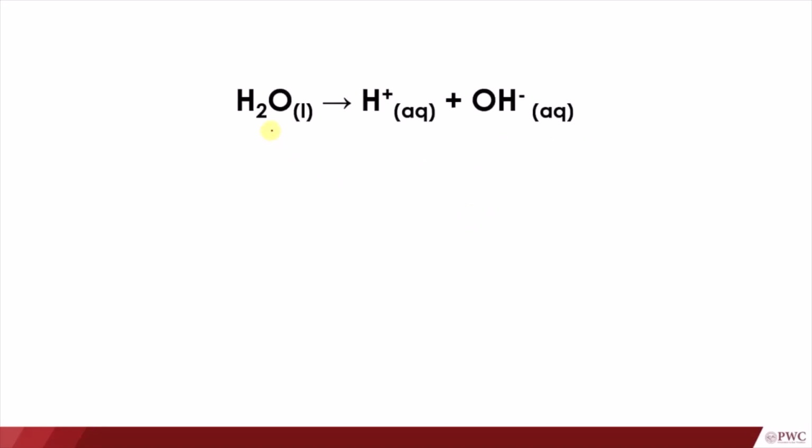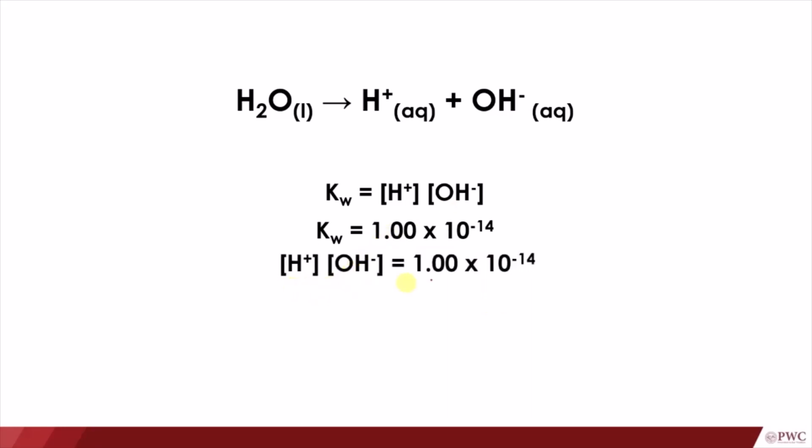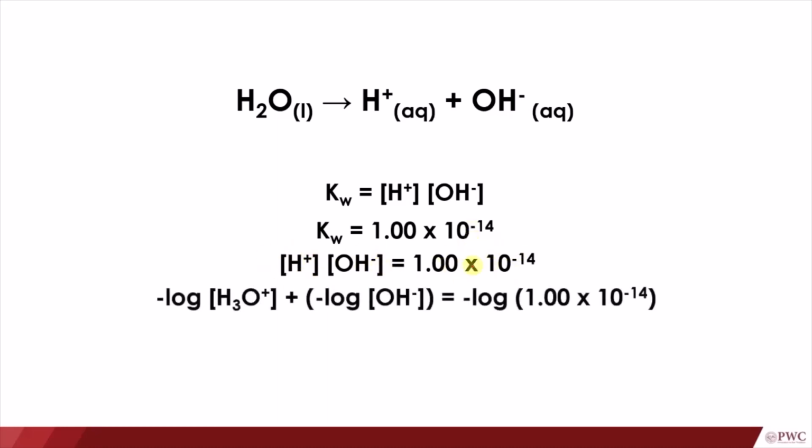Let's go back to the dissociation of H2O. This one is the simplified equation for the dissociation of H2O into ions H plus and OH minus. Again, this is the equilibrium expression for this reaction, and we know the constant. The constant is 1.00 times 10 to the power of negative 14. Let's say we want to get the negative log of all the numbers here. So I just get the negative log of this one, and this one, and then this one.